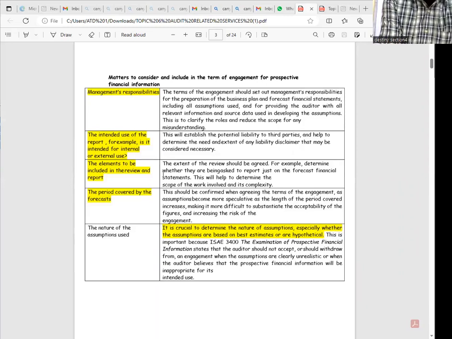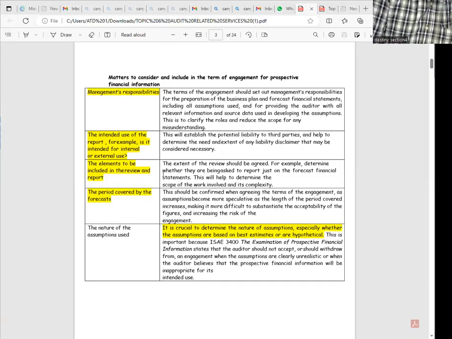So the terms of the engagement should set out management responsibility for the preparation of the business plan and the forecast financial statements, including all assumptions used, and for providing the auditor with all the relevant information and the source data used in developing the assumptions. This is to clarify the roles and reduce the scope for any misunderstanding. So the managers are the ones who are responsible for making assumptions, the hypothetical assumptions, when it comes to preparing the prospective financial information, and they must ensure that they are reasonable. There should be some reasonable estimates in the process of doing so.